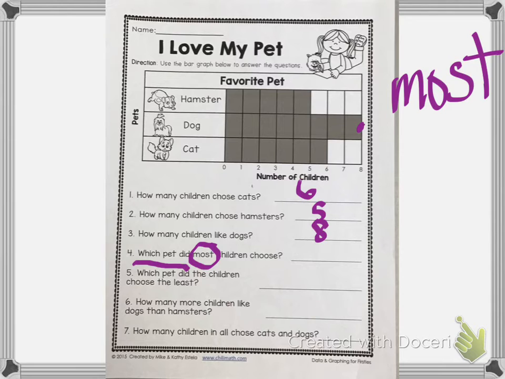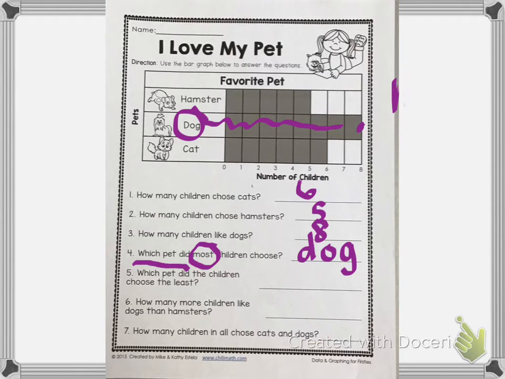Now, which is it? Let's look down here. What's that? Dog. Yep. So I'm going to write the word dog on this line. And if I'm not sure how to spell it, I can always look up in the graph. Dog. Okay, good job. We're going to just keep going. You're doing a great job of working with me. Great job.